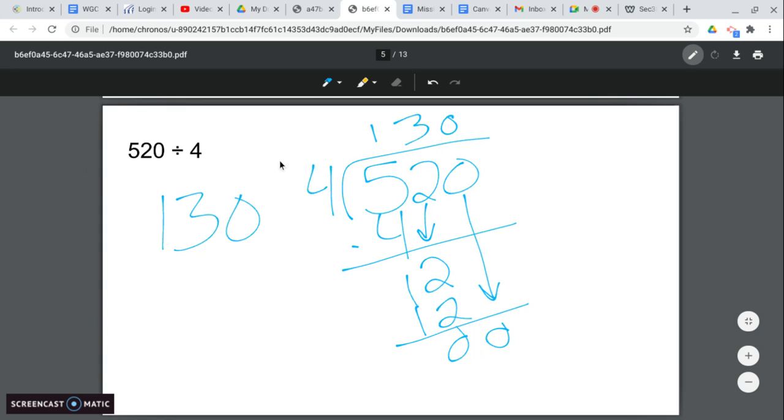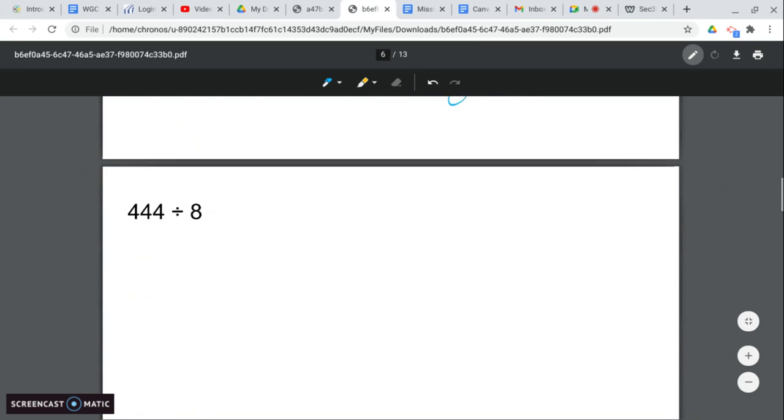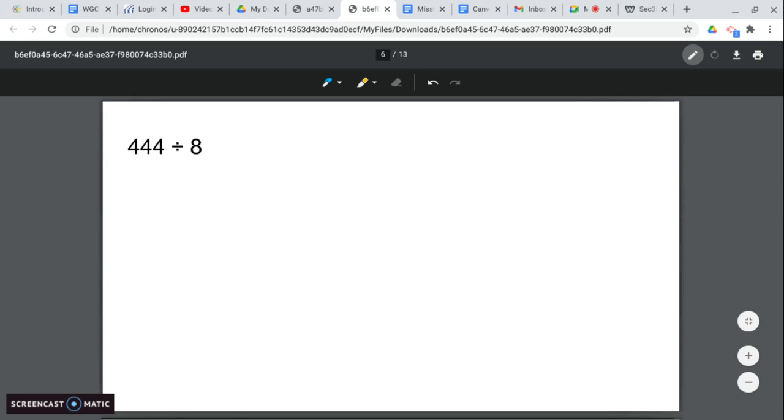So these were compatible numbers, even though we didn't have to change anything. So compatible is your key word for this lesson, compatible. All right, our next one, we have 444 divided by 8. So we need to think of a number that 8 can go into. So we know 8 times 6 is 48, so we could bump this up to 48.